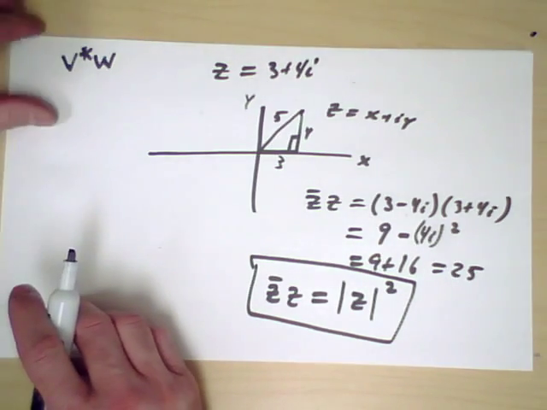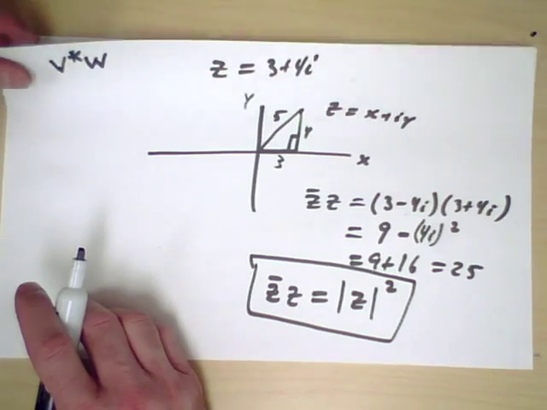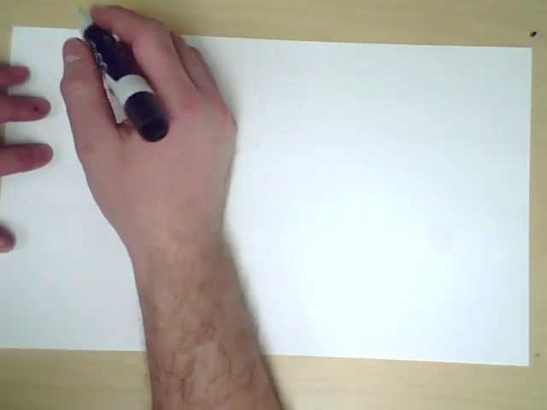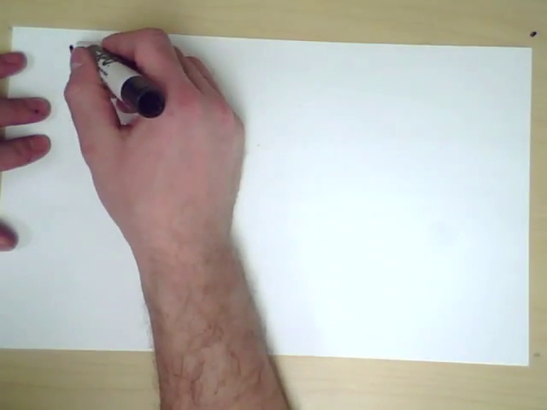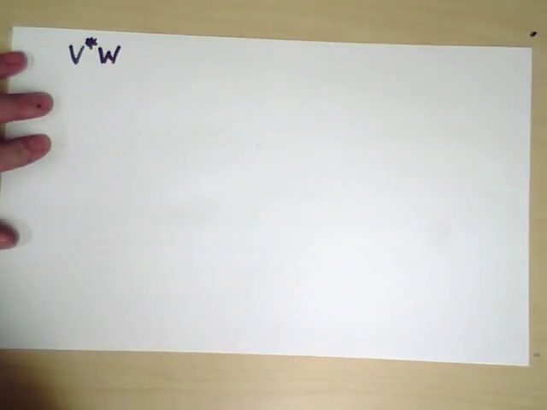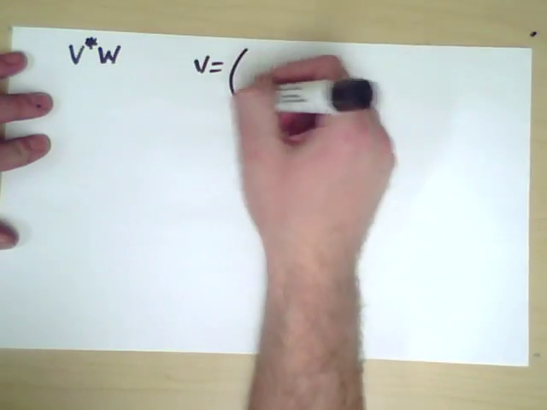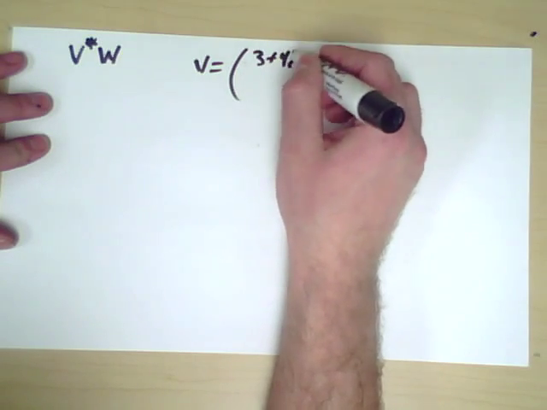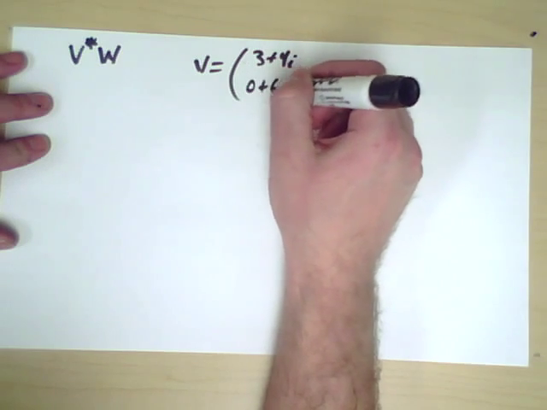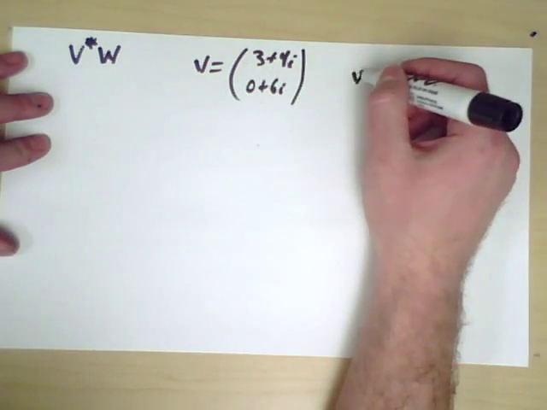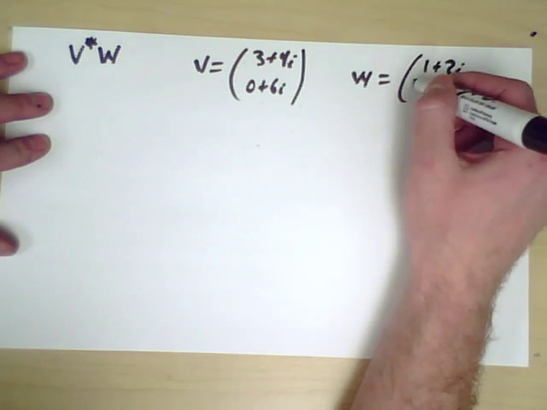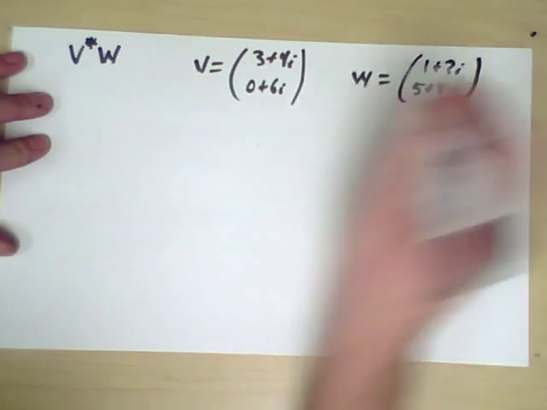Now, when it comes to vectors, this is exactly what we need. For example, suppose that I want to compute the Hermitian inner product of V and W. So I'm going to compute V star W, where V is 3 plus 4i and 0 plus 6i, and W is 1 plus 2i and 5 plus 5i.